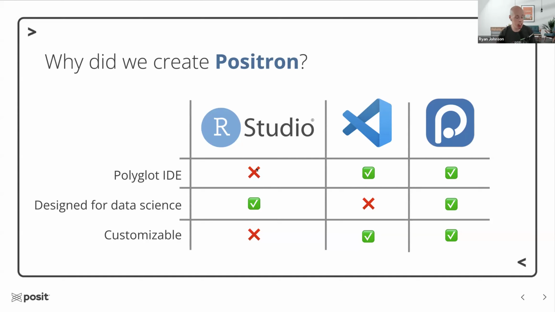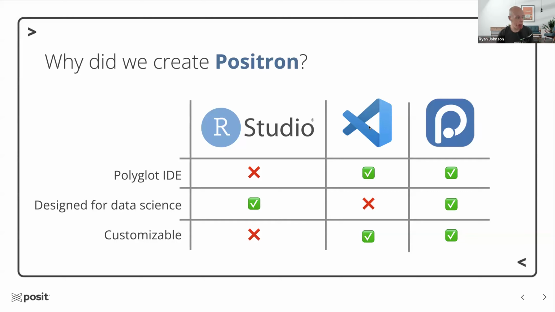Now, in RStudio, you can certainly code in Python, but it was originally designed for R. And it's really not designed for additional languages outside of R and a little bit of Python. And while you can customize RStudio slightly, like you can change the theme, add in some new panes or rearrange the panes, for the most part, it's kind of set in its ways. So it's not extremely customizable, just a little bit.